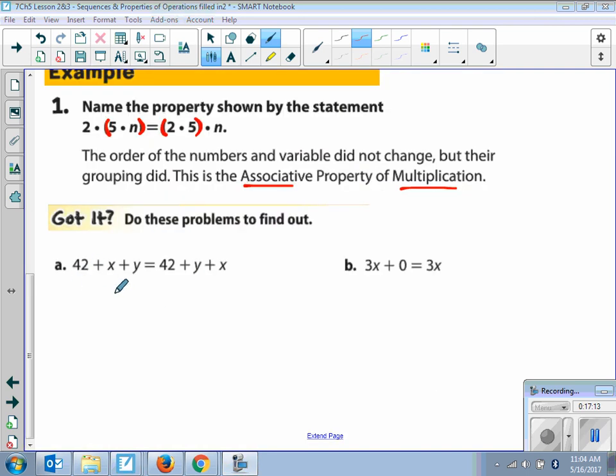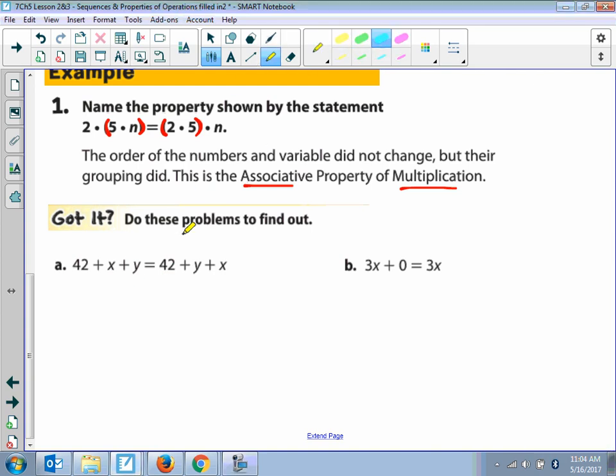So looking at example A, it says 42 plus x plus y is equal to 42 plus y plus x. Well, we have 3 numbers, but we have no parentheses, right? So there must be something else going on. Okay, so if we look at what's happening with the x and the y, what's happening there? They're switching around. So x plus y is equal to y plus x. What property is that? Commutative property of addition. Very good.